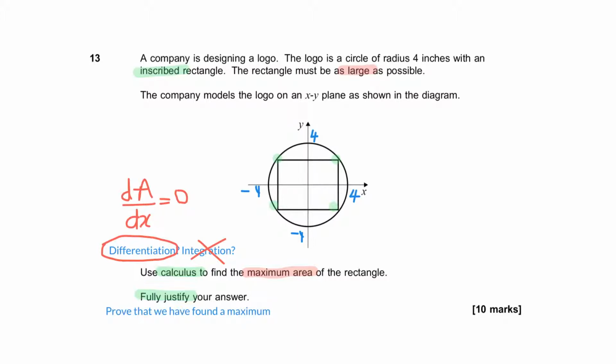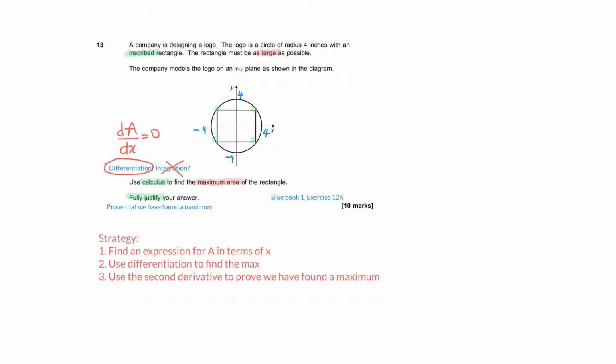In terms of the textbook, these kind of questions come up in Blue Book 1, Chapter 12. At the end of Chapter 12, there's a section called Modelling with Differentiation, and exercise 12K, I think it is, has a couple more questions using calculus to find the maximum or minimum of some function. So let's make a quick plan, a strategy, and then we'll be able to do the algebra that we have to do to solve this.